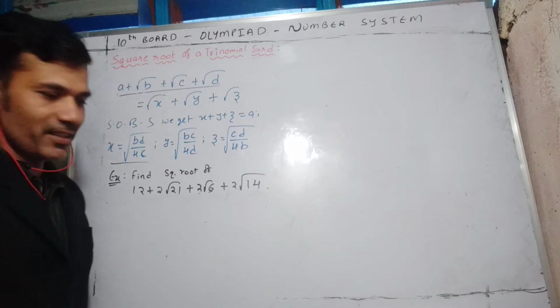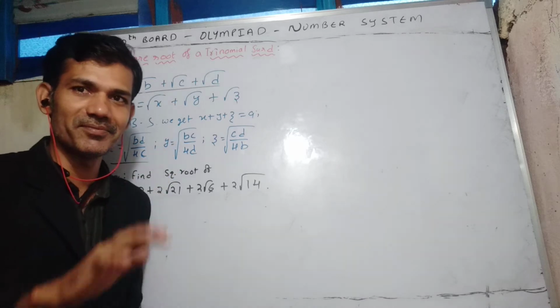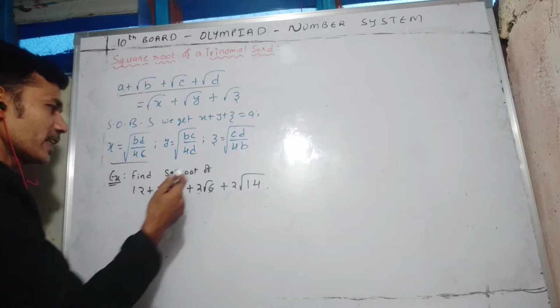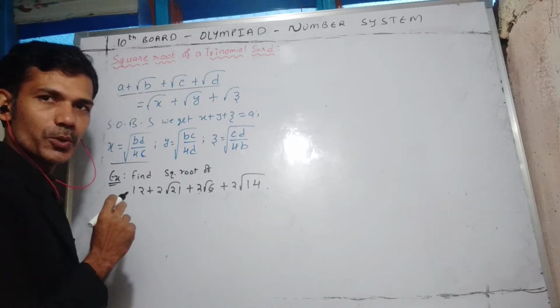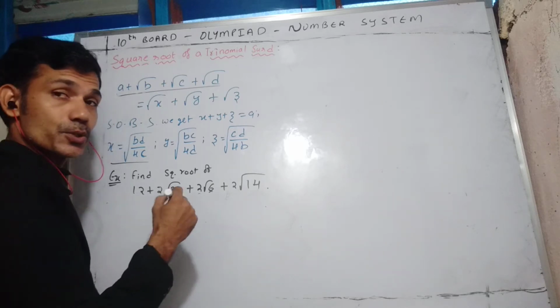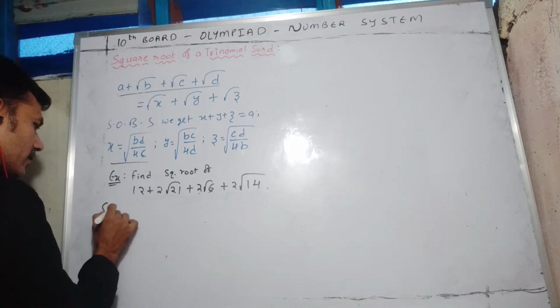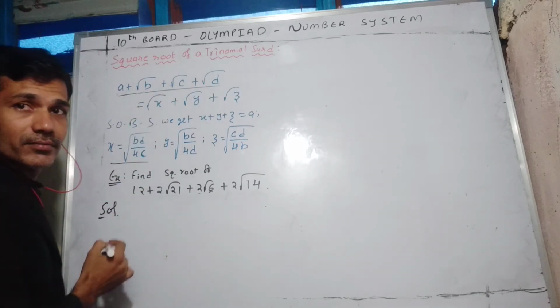Okay, so you will not understand anything. If you solve a problem, then it will be clear. Let us find the square root of 12 plus 2 times root 21 plus 2 times root 6 plus 2 times root 14. Here, first it should be in this form, no?